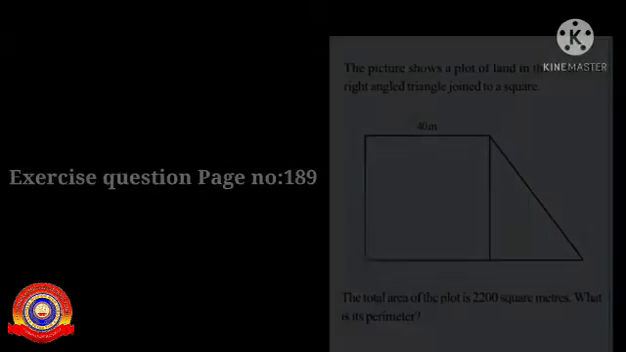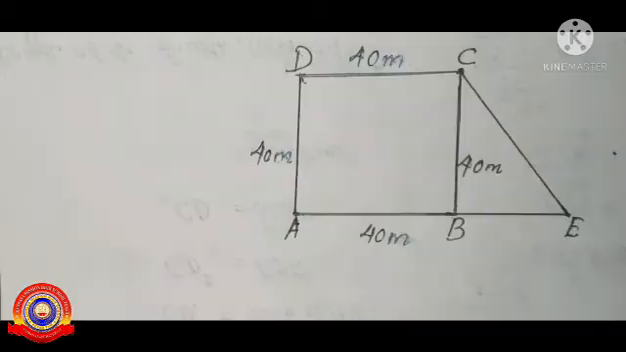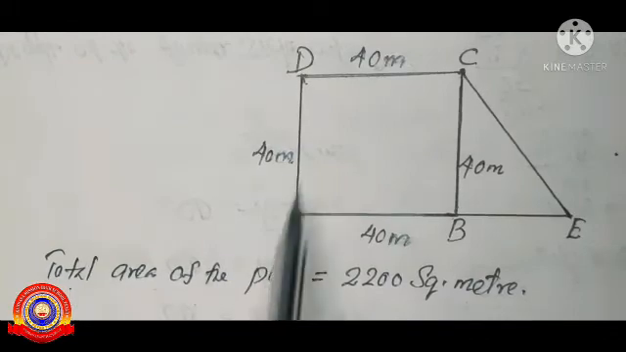Next we have to do one more question from the textbook, page number 189. The picture shows a plot of land in the form of a right-angled triangle joined to a square. The total area of the plot is 2200 square meters. What is its perimeter? In the question, we have to find the perimeter of the whole plot. Given that total area of the plot is equal to 2200 square meter.